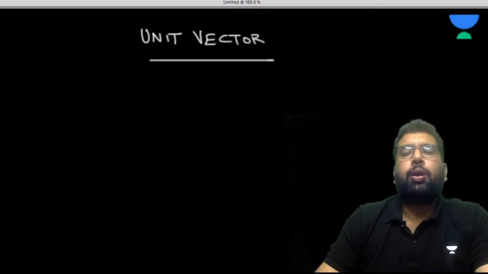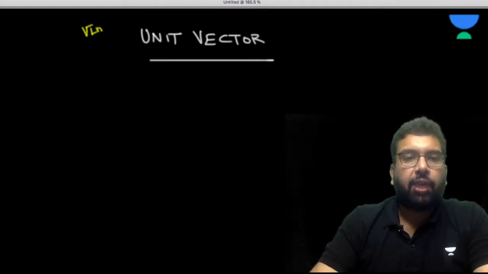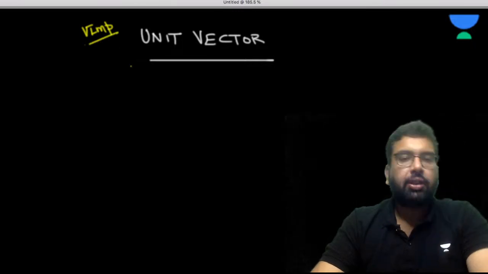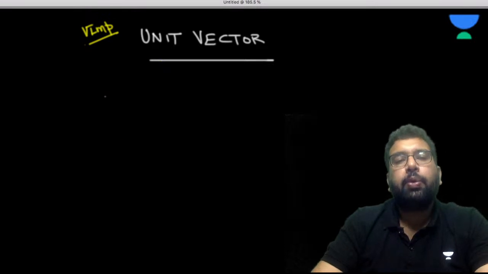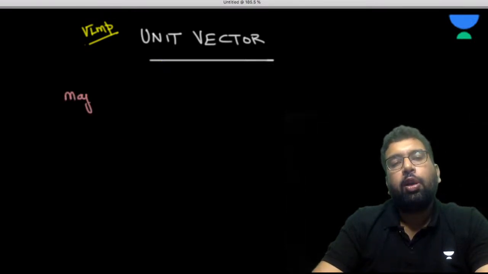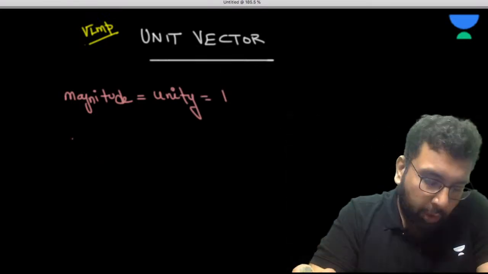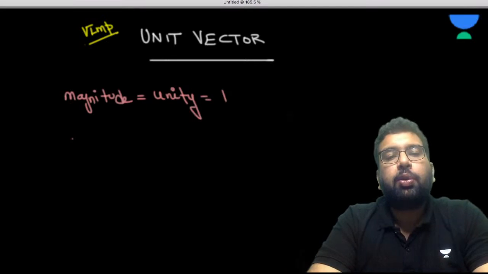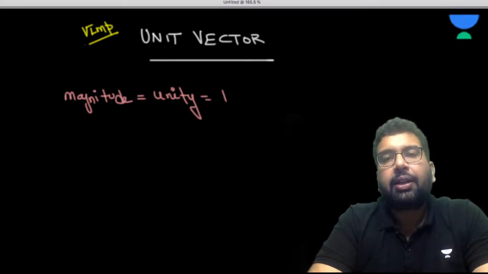Now, what is the unit vector? Very important and very useful in physics. Unit vector, as the name suggests, is a vector which has a magnitude of unity. What is the magnitude of the unit vector? The magnitude of the unit vector is unity, that means it is basically 1. Now what is the purpose of the unit vector in physics?